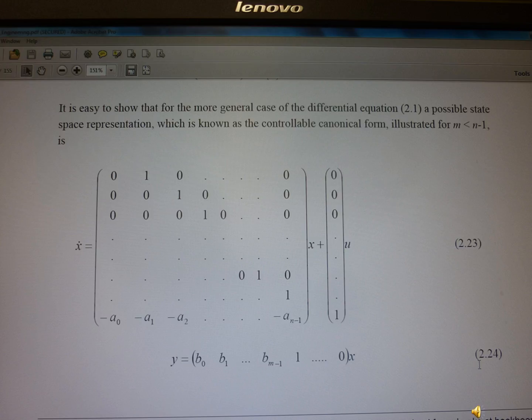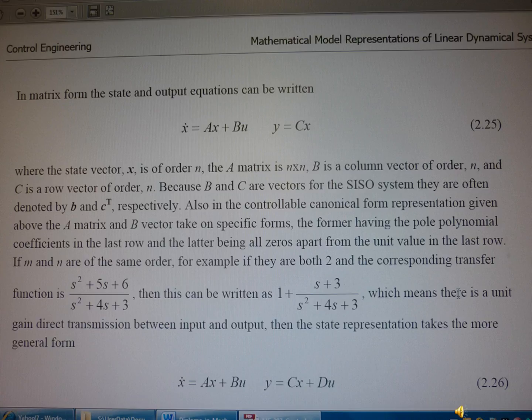Now, about equations 223 and 224 for the matrix points. For the matrix equations we can write down the general output equations. So h dot equal to Ah plus Bu, and y equal to Ch, this equation.